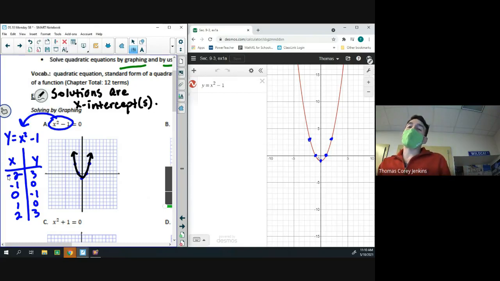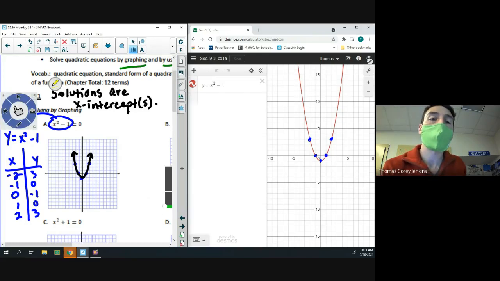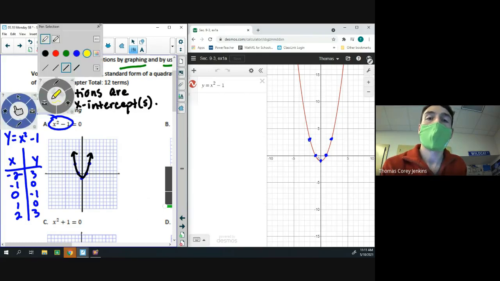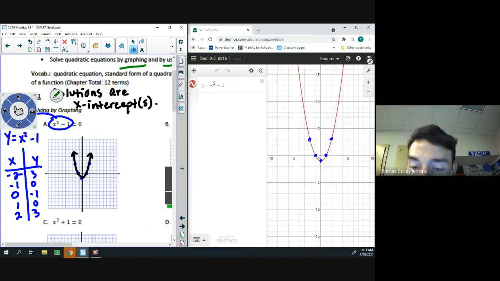So if we're going to use this graph to solve this equation, again, we're going to go back to our definition at the beginning that a solution or solutions are the x-intercept or intercepts, right? So we see x-intercepts right here and here. So we would say that x equals -1 and +1.